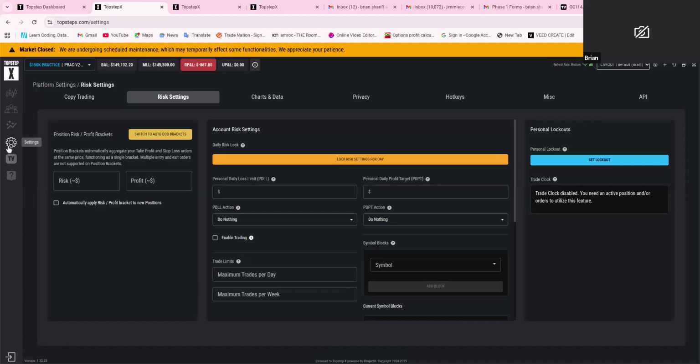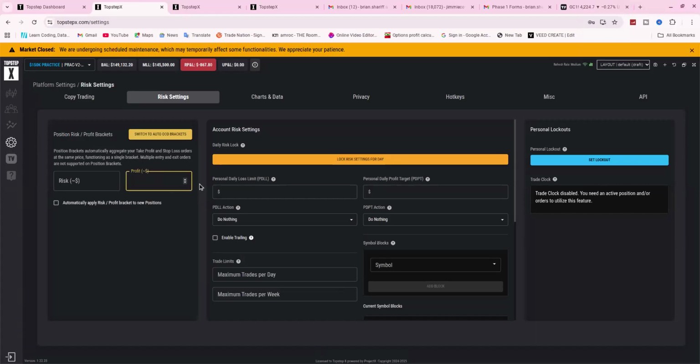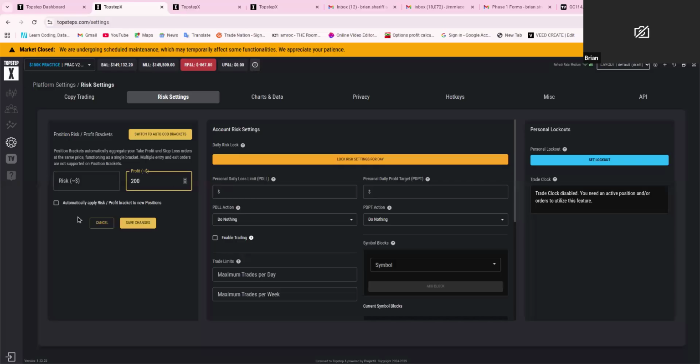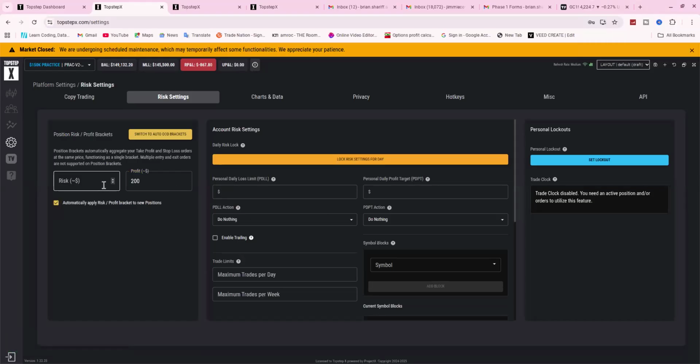I don't try for more, because I have so many accounts that I'm copy trading from. I come to this area right here. You see the gear icon? I put in here $200. Click, hit save.